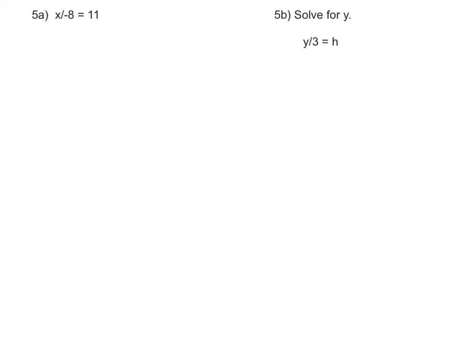Okay, so last example here on our note sheet, we have x divided by negative 8 equals 11. We'll draw our line here. So we're trying to solve for x. So to get rid of this divided by negative 8, we're going to multiply both sides by negative 8. So that way the negative 8's cancel on the left. We have our x left. On the right, 11 times negative 8 is negative 88.